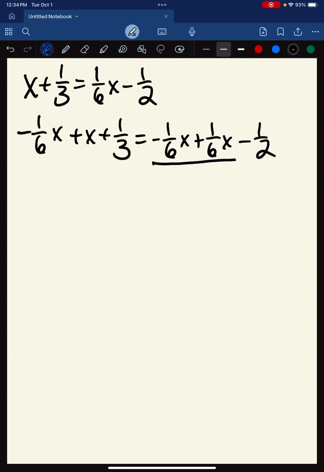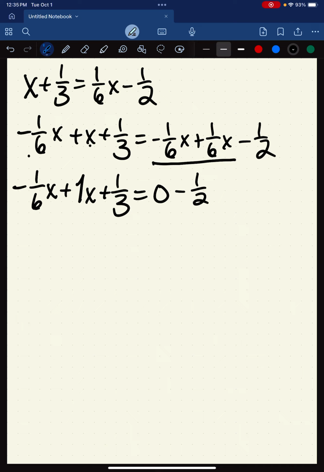This resolves to the identity. So on the left side, we have 1x minus 1/6 x. So we have negative 1/6 x plus 6/6 x, because it's 1x and then 1 is 6/6. Maybe we should split those out into separate steps. 1x plus 1/3, 0 minus 1/2.